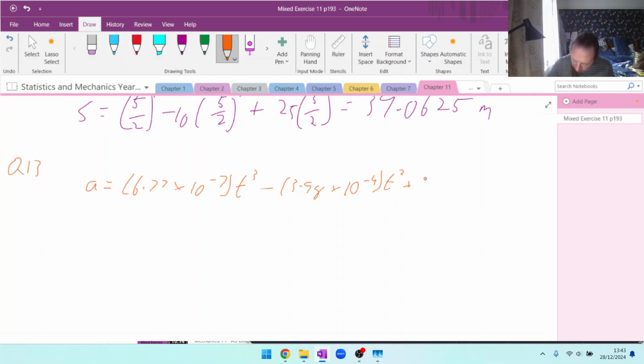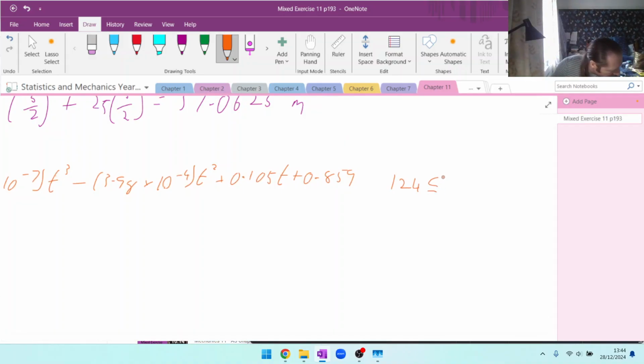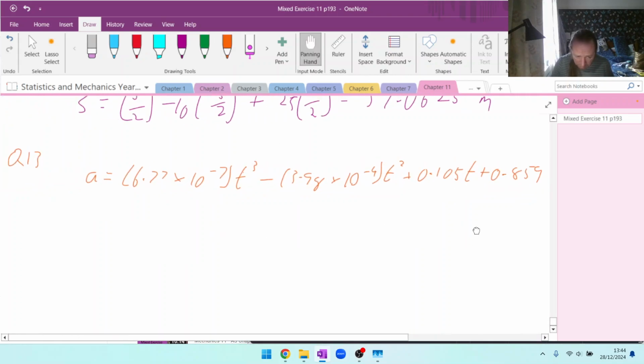plus 0.105 t plus 0.859, and this is for t in the realm of 124, so about 2 minutes, up to 2.446, so about 7 minutes. Okay, I wonder how accurate these numbers are.